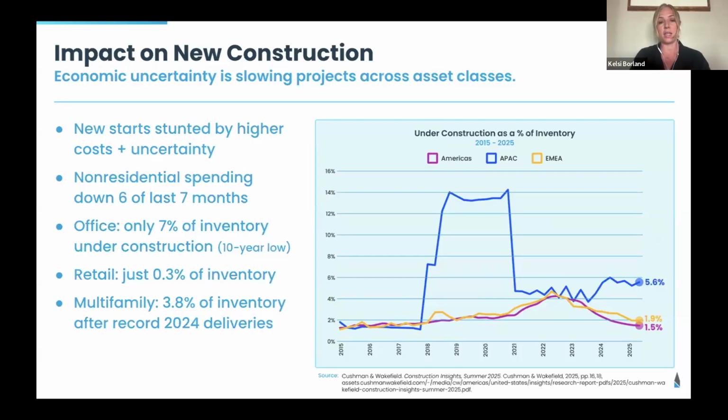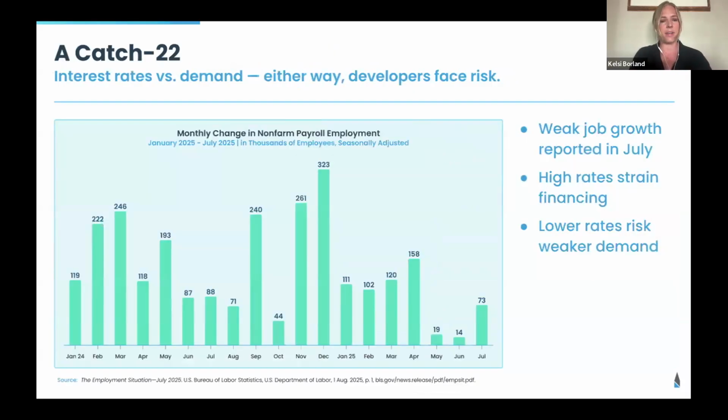Industrial actually is the only one of the four major asset classes to see a rebound. And some of those niche asset classes like data centers have also seen really strong construction rates. A lot of that's driven by AI. But across the board, you have seen this volatile and uncertain economic environment really weighing down on new construction activity.